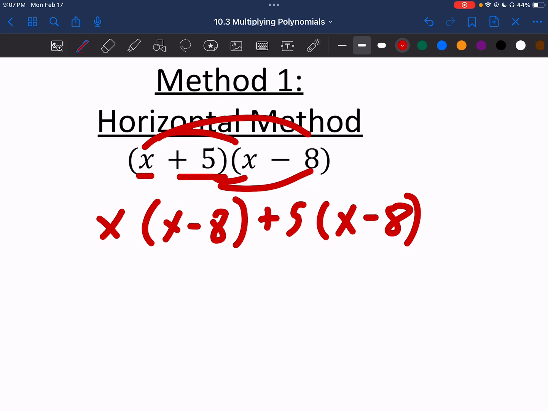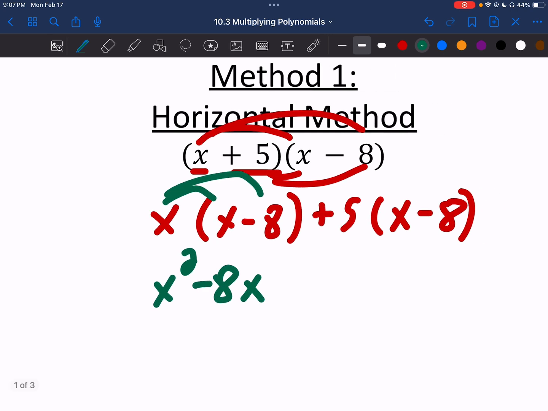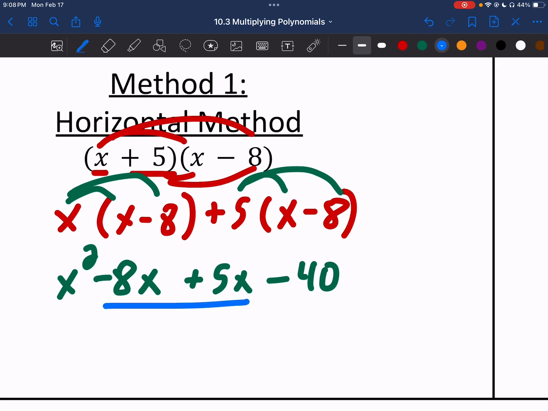All right, and so when you do that, x times x minus 8, so we've got x squared minus 8x. We have 5 times x, so plus 5x minus 40. And now we combine like terms. x squared minus 3x minus 40. Okay, so this is one method. It's laying it out horizontally like this.